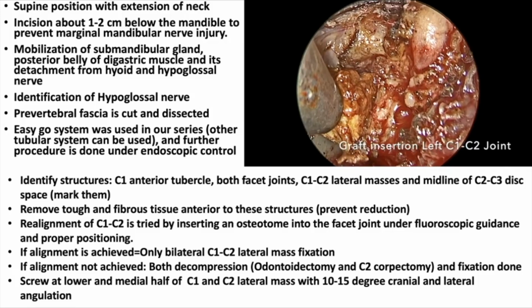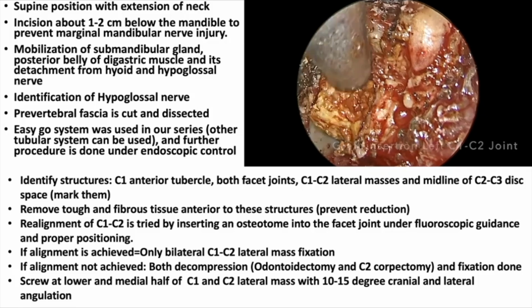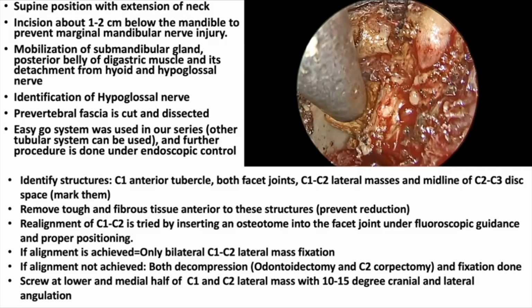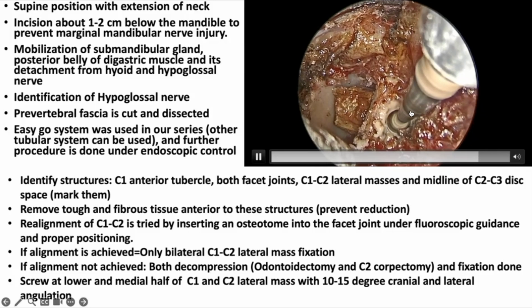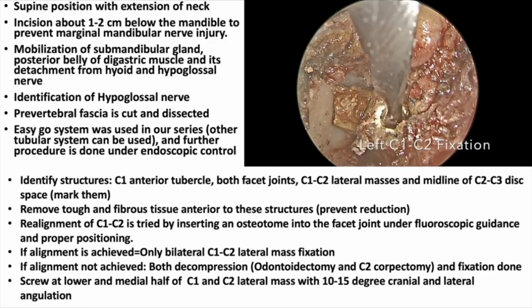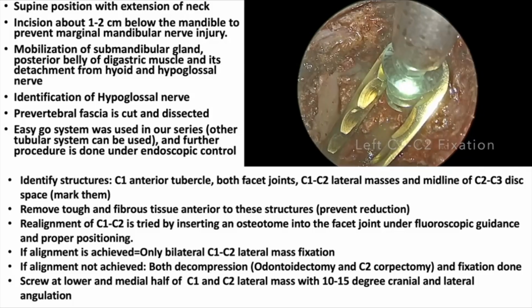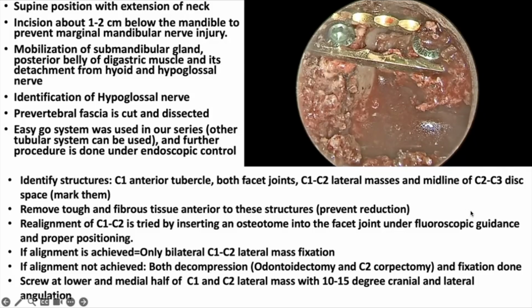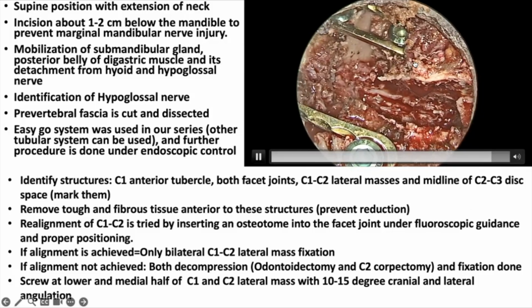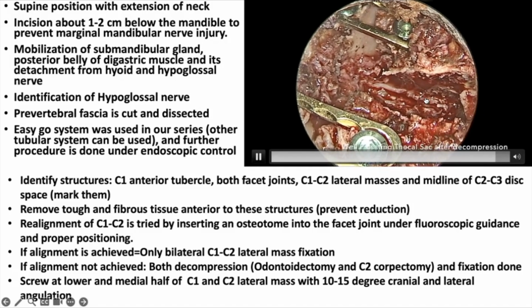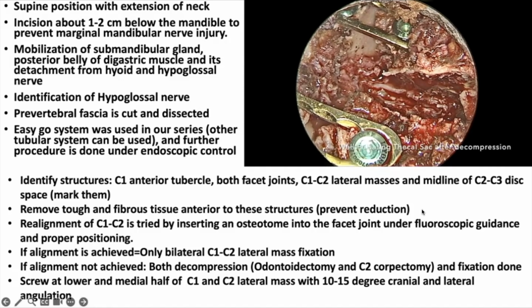A similar thing is done on the opposite, left side: graft placed, and then you place the C2 screw with plate. And this is the final bilateral plate and screw in position with a well decompressed thecal sac.